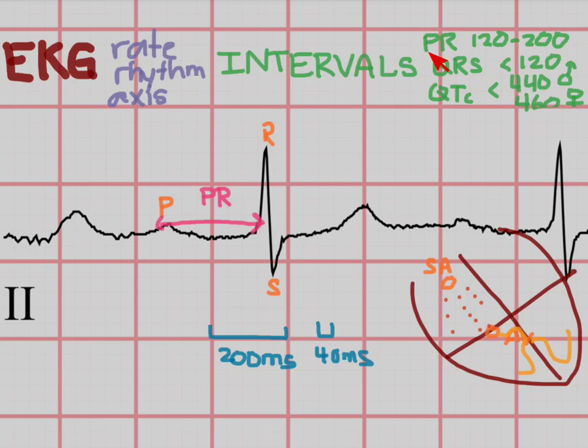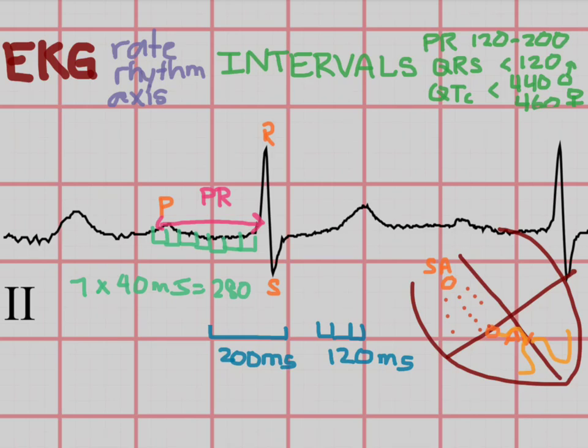And that is equal to 120 to 200 milliseconds usually. And we can remember that one big box is 200 milliseconds, so it should be between three small boxes, which is 120, and five small boxes, or one big box, which is 200 milliseconds. So let's count on this EKG how many we got. 1, 2, 3, 4, 5, 6, 7. So 7 is obviously greater than 5, and that's 7 small boxes, and we know that each small box is 40 milliseconds. So that equals 280 milliseconds. So obviously this has a large PR interval.